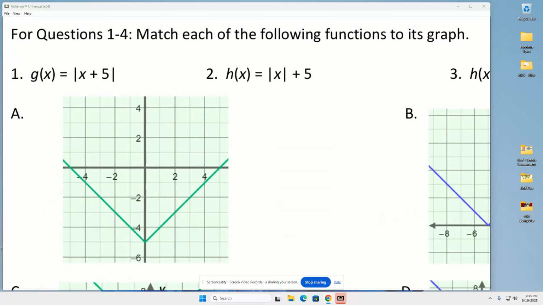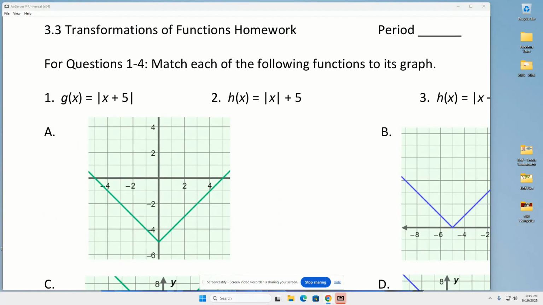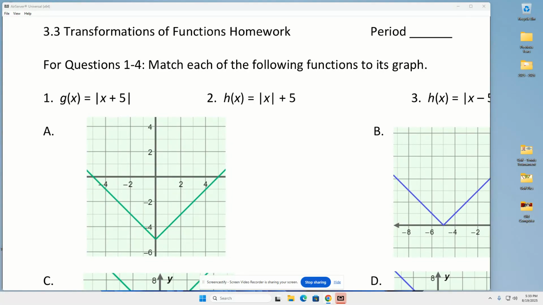But first, let's go through this worksheet that you guys had for homework last night. Now, again, I'm not going to spend a lot of time, but if you have questions along the way, and I'm going through these too quickly, please make a mark on your notes or on your homework and talk to me about it when I come back to school tomorrow. So let's get started.